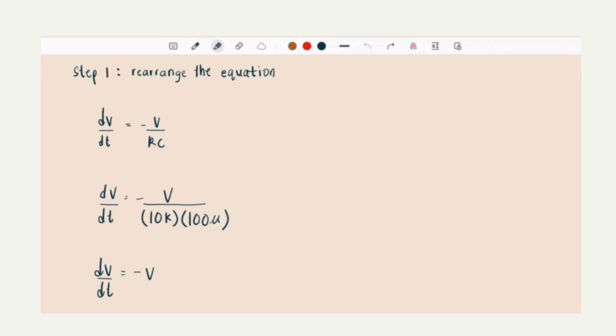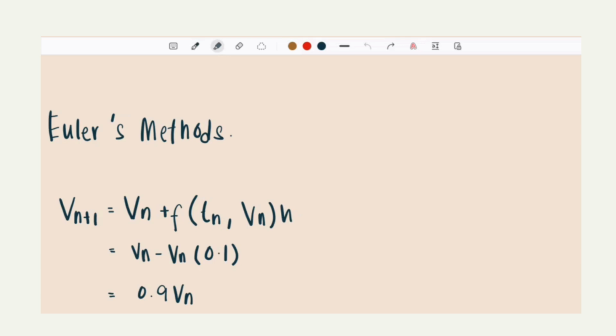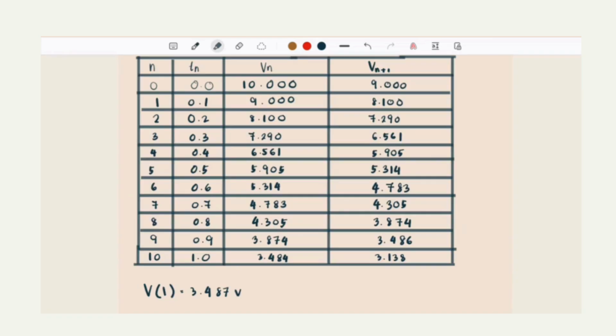Our first step is to rearrange the equation, and then we will find dV over dt equal to negative V. Our first method is Euler's method. This is the formula for Euler's method. From the formula, we just need to insert the value of h, and then we will find 0.9 Vn. Here is the step-by-step table for Euler's method with step size 0.1. When t equals 1, we will find V equal to 3.487.